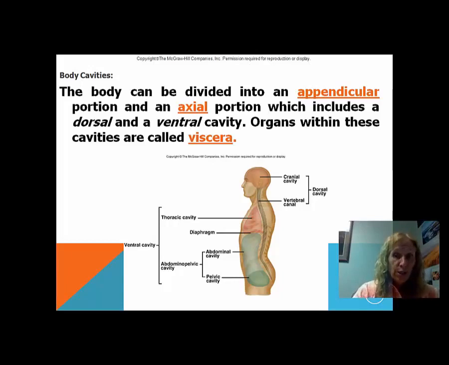The axial portion you see here is separated into the dorsal and ventral cavity. The dorsal fin on the shark is what you look for popping out of the water, so our dorsal portion of our body is the back half of the body. The ventral portion is subdivided into different cavities here, and we will be concerned in this portion with organs, and we will call organs viscera.